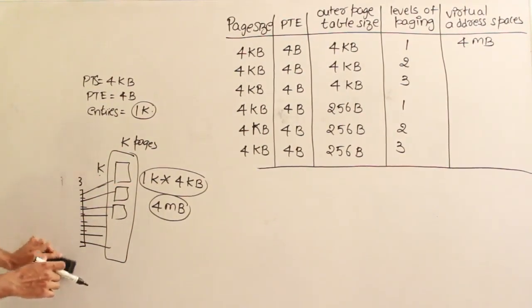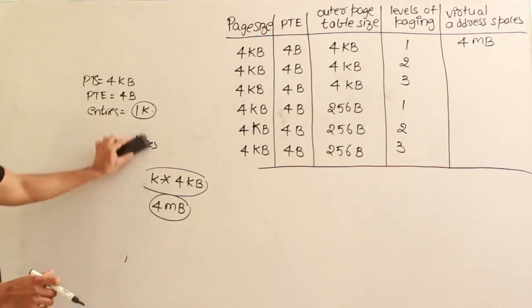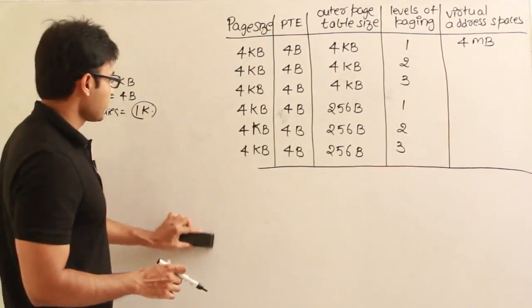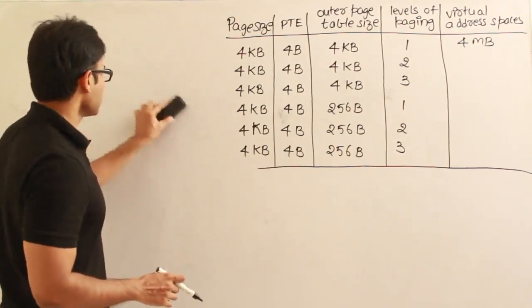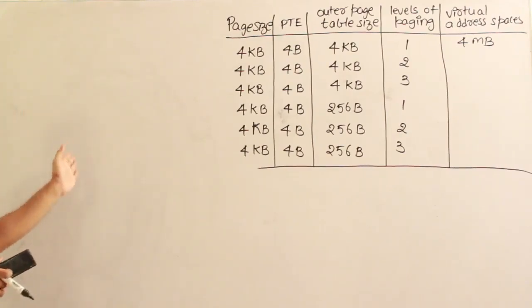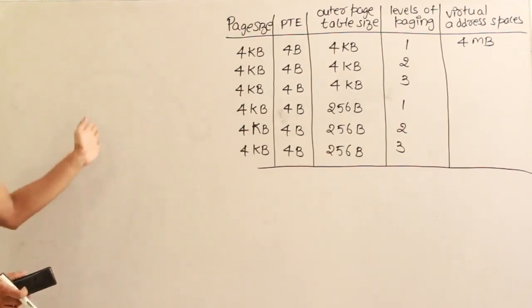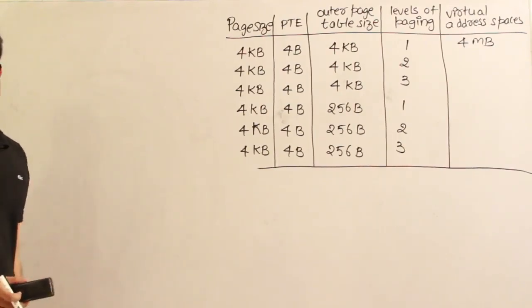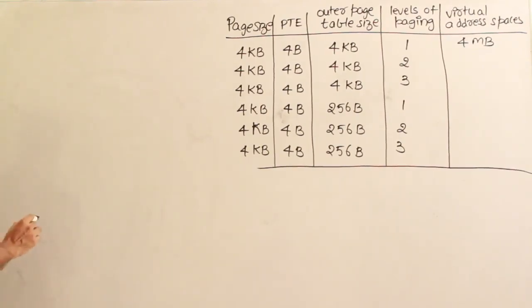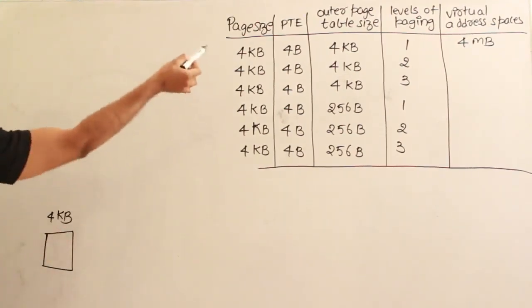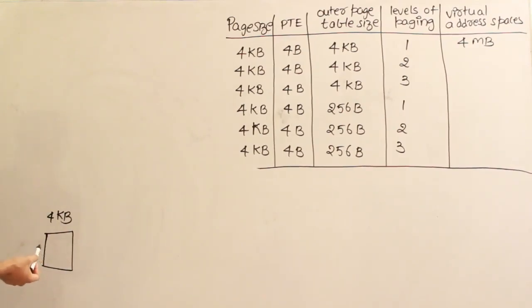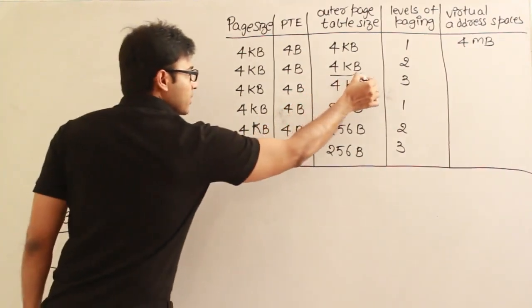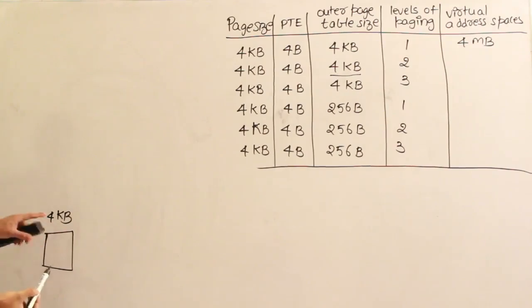Now look at the next one. The next one is saying that two levels of paging are used. So whenever there are two levels of paging, there will be an outermost page table that will point to the pages of the inner page table, and that inner page table will point to the pages of the process, right? Watch it like this. Now there is an outermost page table whose size is 4kb. Watch it, because they have already told us that the outermost page table size is 4kb.